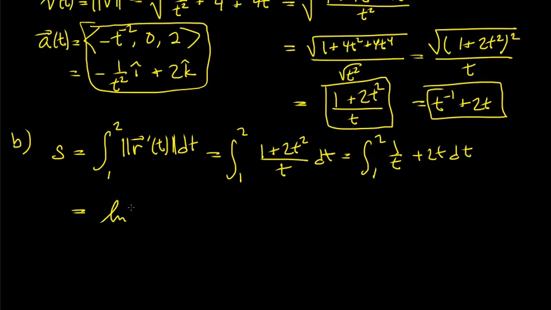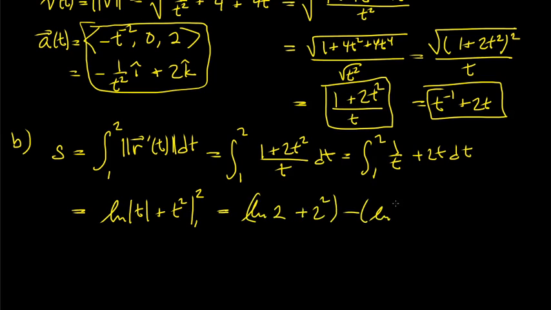We just get natural log of absolute value of t plus t squared, and then evaluate it between 1 and 2. It's just the fundamental theorem of calculus, right? And in fact, we don't need absolute value here because 1 and 2 are positive numbers. So we get log 2 plus 2 squared, and then minus log 1 plus 1 squared. So this is just log 2 plus 4 minus 0 minus 1. So it's just 3 plus log 2.